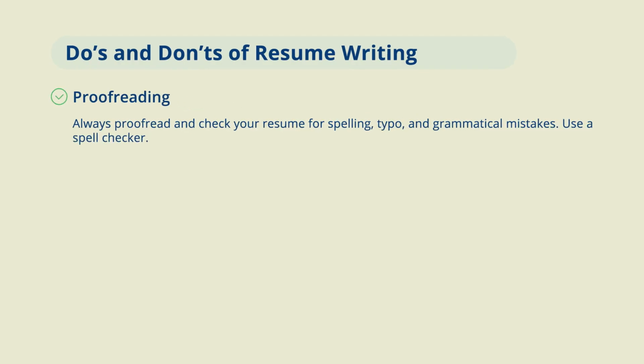First is proofreading. Always check your resume for spelling, typo, and grammatical mistakes. You can use free spell checking tools such as Microsoft Word Spell Checker or an online tool like Grammarly to proofread your resume. If you are making your resume in Microsoft Word, it has an inbuilt spell checker that highlights the mistakes in the text. Now, let us see one by one how you can use these tools for spell checking.